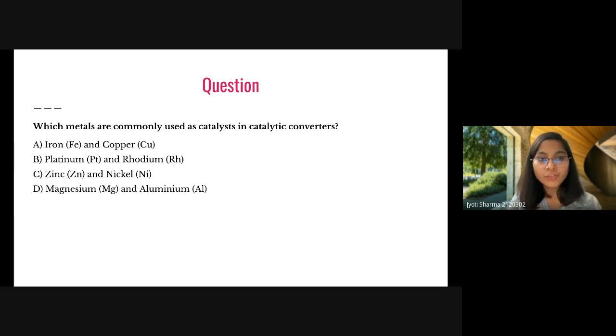Okay, which metals are commonly used as catalysts in a catalytic converter? Iron and copper, platinum and rhodium, zinc and nickel, or magnesium and aluminium.